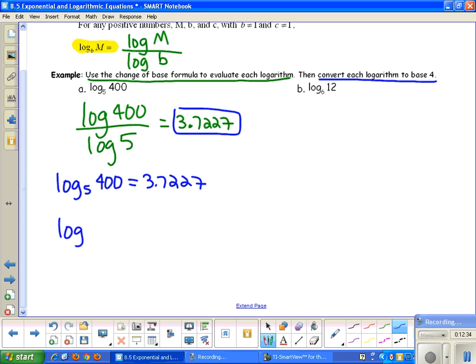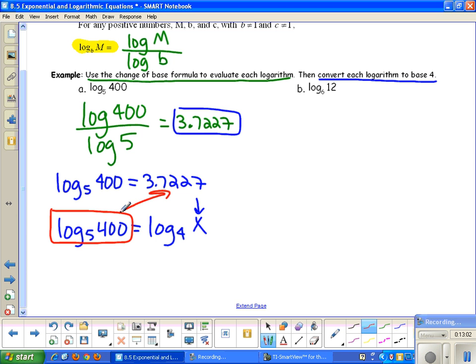Well, now the problem is I want to change this into log of base 4. So I want the log base 5 of 400 to be equal to the log base 4 of some number. So I have to figure out what this number is going to be in order to make base 4 work. Well, one thing I can do is I already know what this is equal to. We used our change of base formula to find the log base 5 of 400. That's this number right here. And so we can replace log base 5 of 400 with the number we just found. So we're going to do 3.7227 equals log base 4 of something.